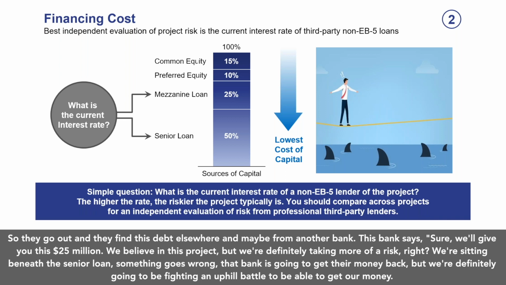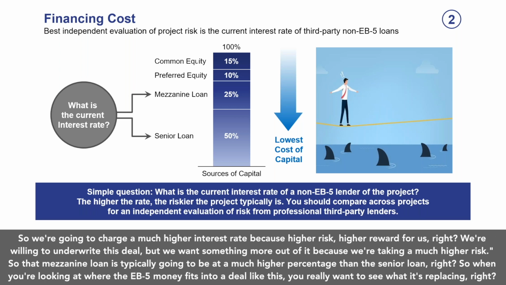We believe in this project, but we're definitely taking more of a risk, right? We're sitting beneath the senior loan. If something goes wrong, that bank's going to get their money back, but we're definitely going to be fighting an uphill battle to be able to get our money. So we're going to charge a much higher interest rate, because higher risk, higher reward for us, right? We're willing to underwrite this deal, but we want something more out of it because we're taking a much higher risk.